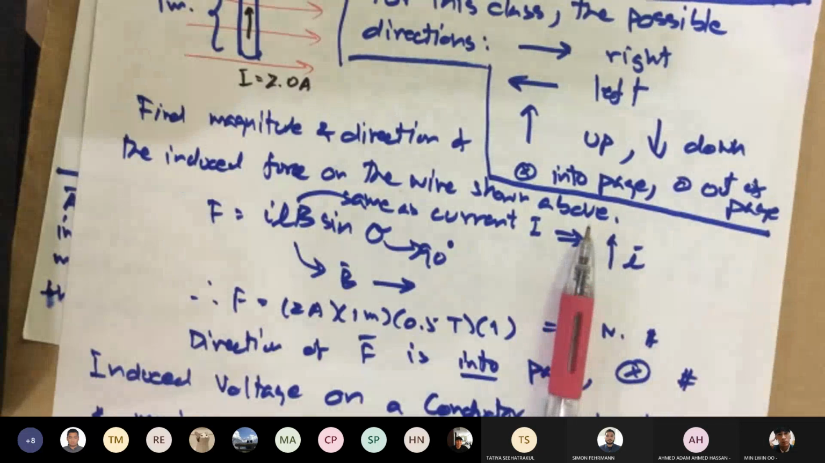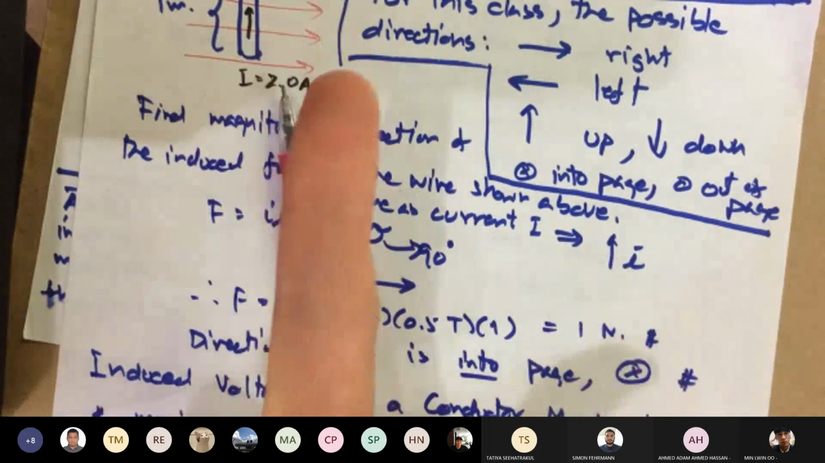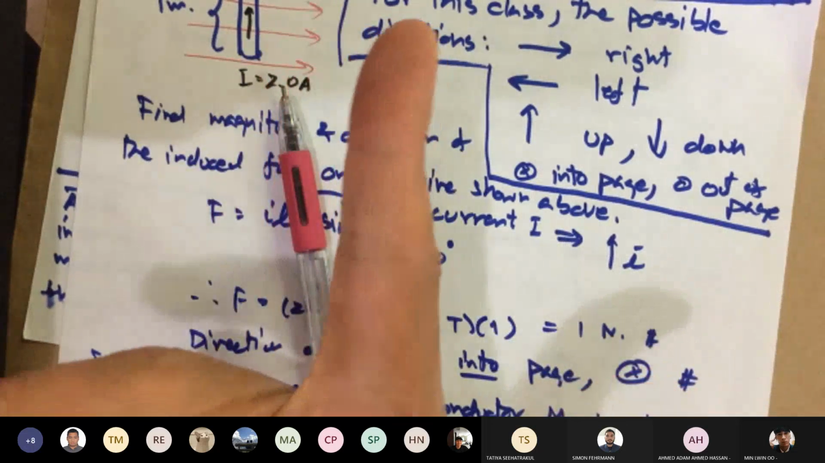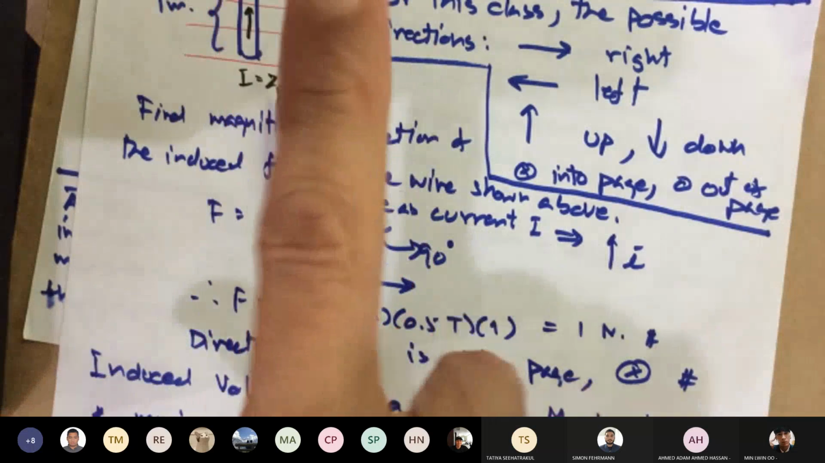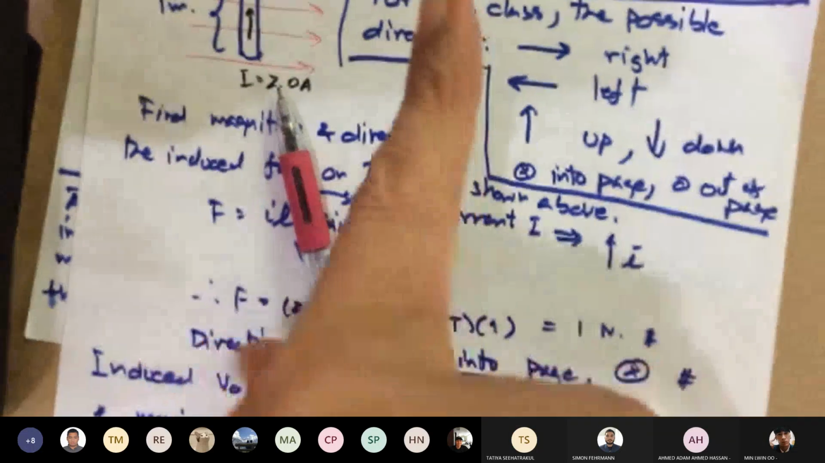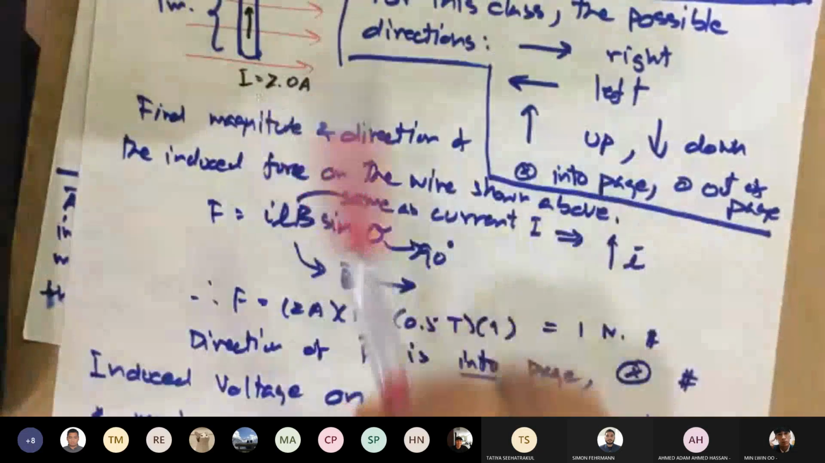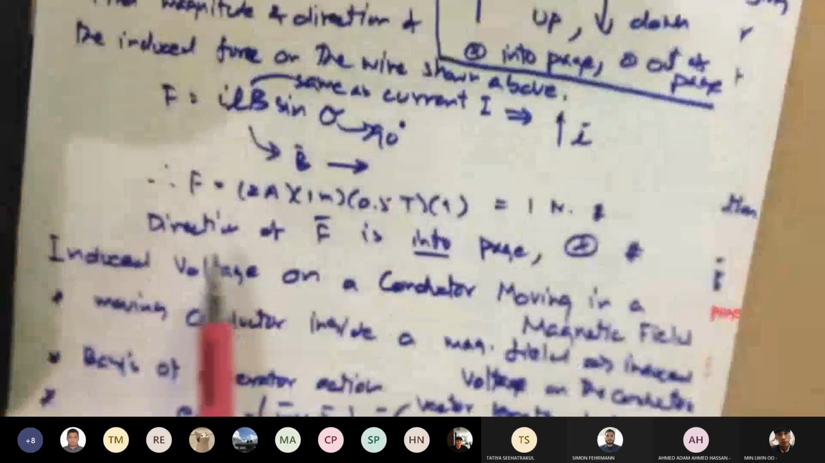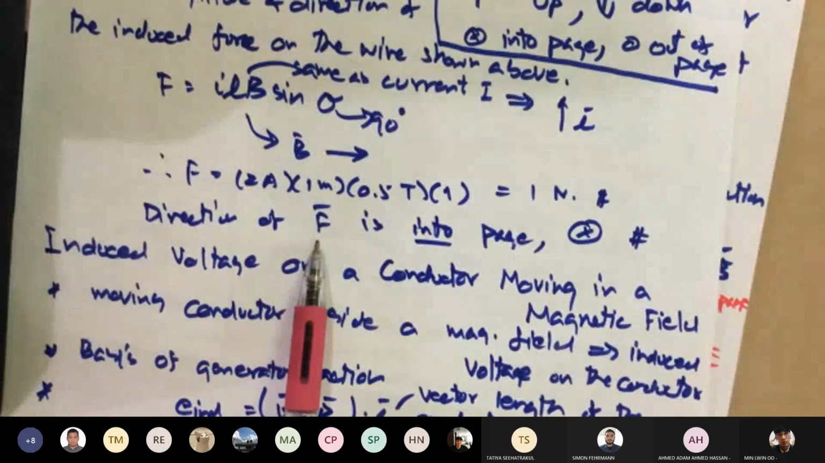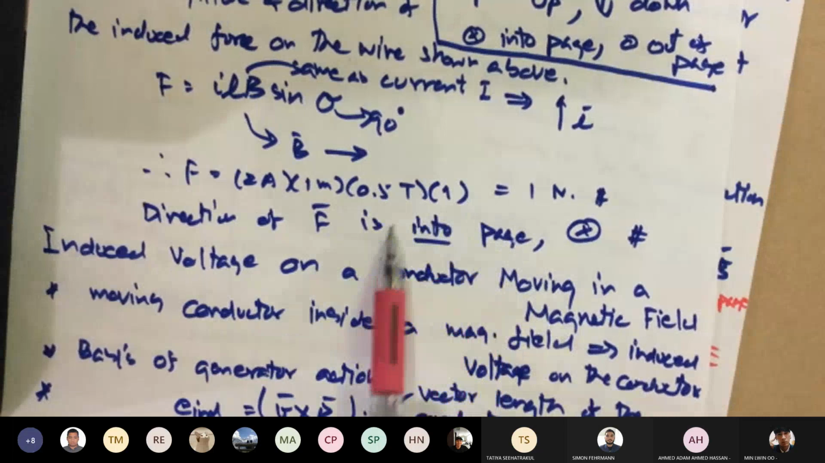Again, you use your right-hand rule because it's L cross B. L is the same as I, so it's up. Keep that, rotate, and then your middle finger has to be on the magnetic field going to the right. So it is into the page. So your force, you know the direction directly. The direction of the induced force is into the page. So we got the directions.